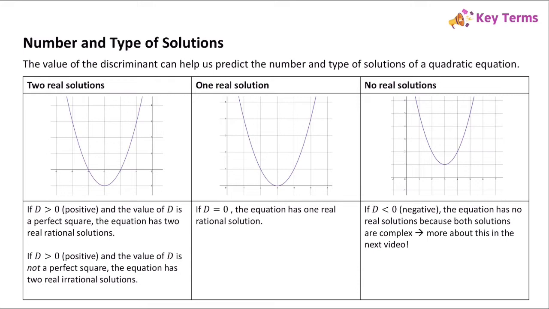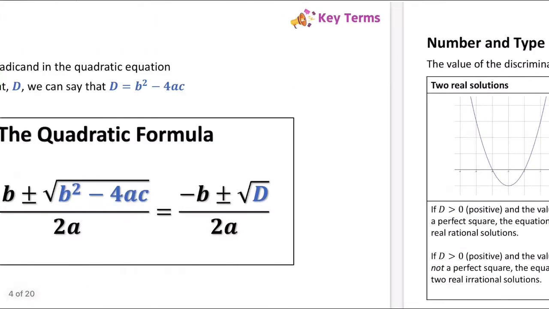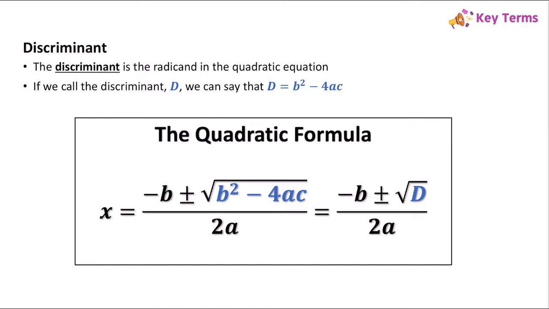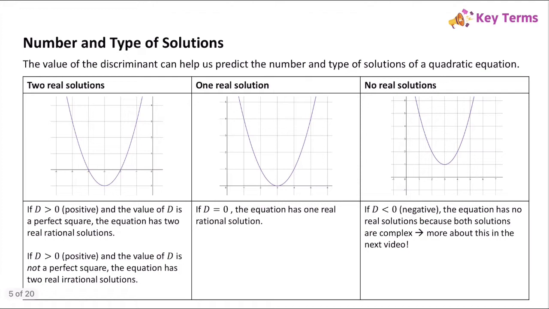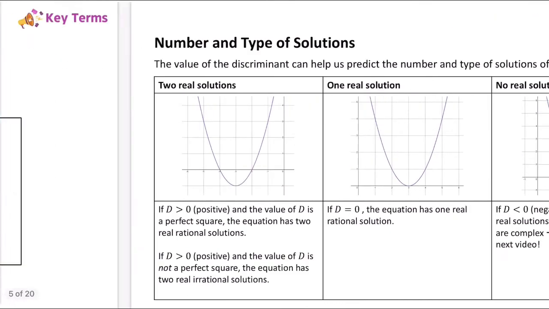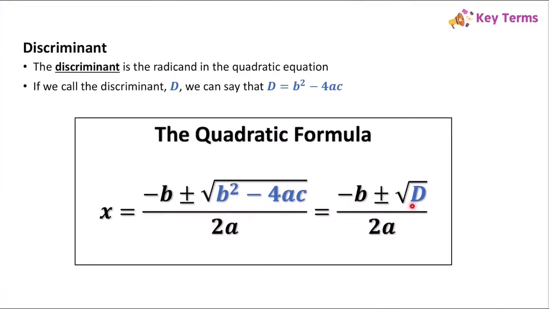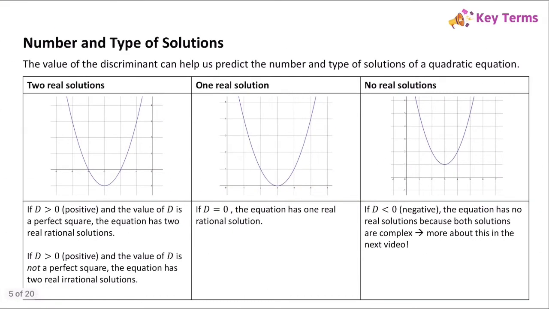For example, if the discriminant is positive, if d is greater than 0, that's when we have two real solutions. If d is a perfect square, the equation will have two real rational solutions, because when you take the square root of d, you'll get an integer, and then this will all simplify to a rational number. If the value of d is positive but it's not a perfect square, then the equation will have two real irrational solutions, because we won't be able to get rid of this radical, and so we'll have a radical in our final answer.